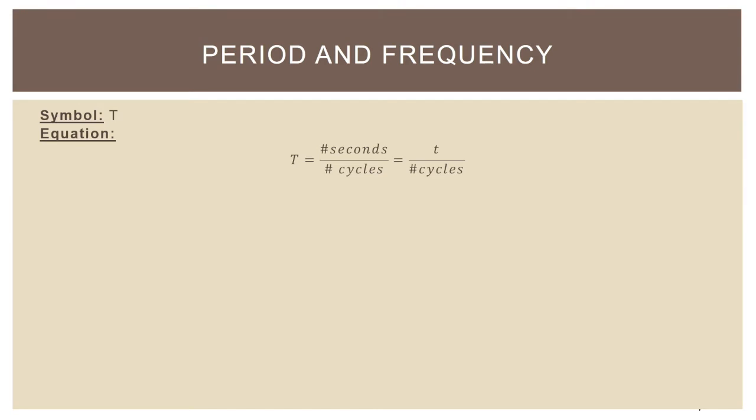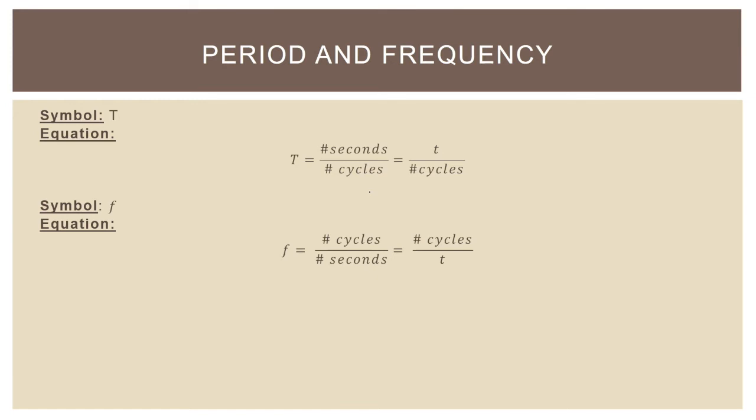And so if we know that it takes 10 seconds to do 10 cycles, well, we take our time, 10 seconds, divided by 10 cycles, and we find out that it's 1 second per cycle. It's the number of seconds per cycle. Frequency, on the other hand, is the number of cycles per second. And so that means we could take the number of cycles divided by the number of seconds. And so for that same example, if we have 10 cycles in 10 seconds, then we would take the number of cycles, 10, divided by the number of seconds, 10, and we would get 1 as well.